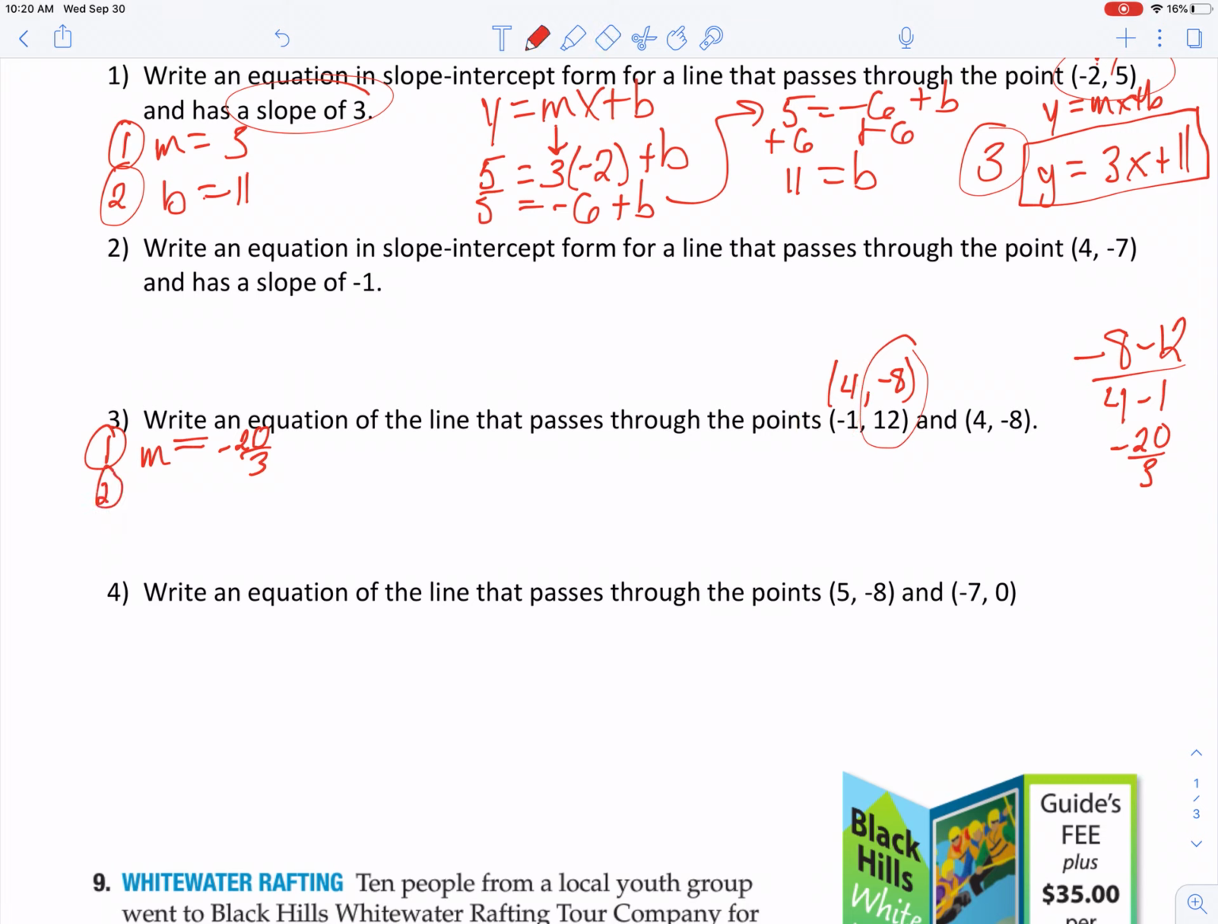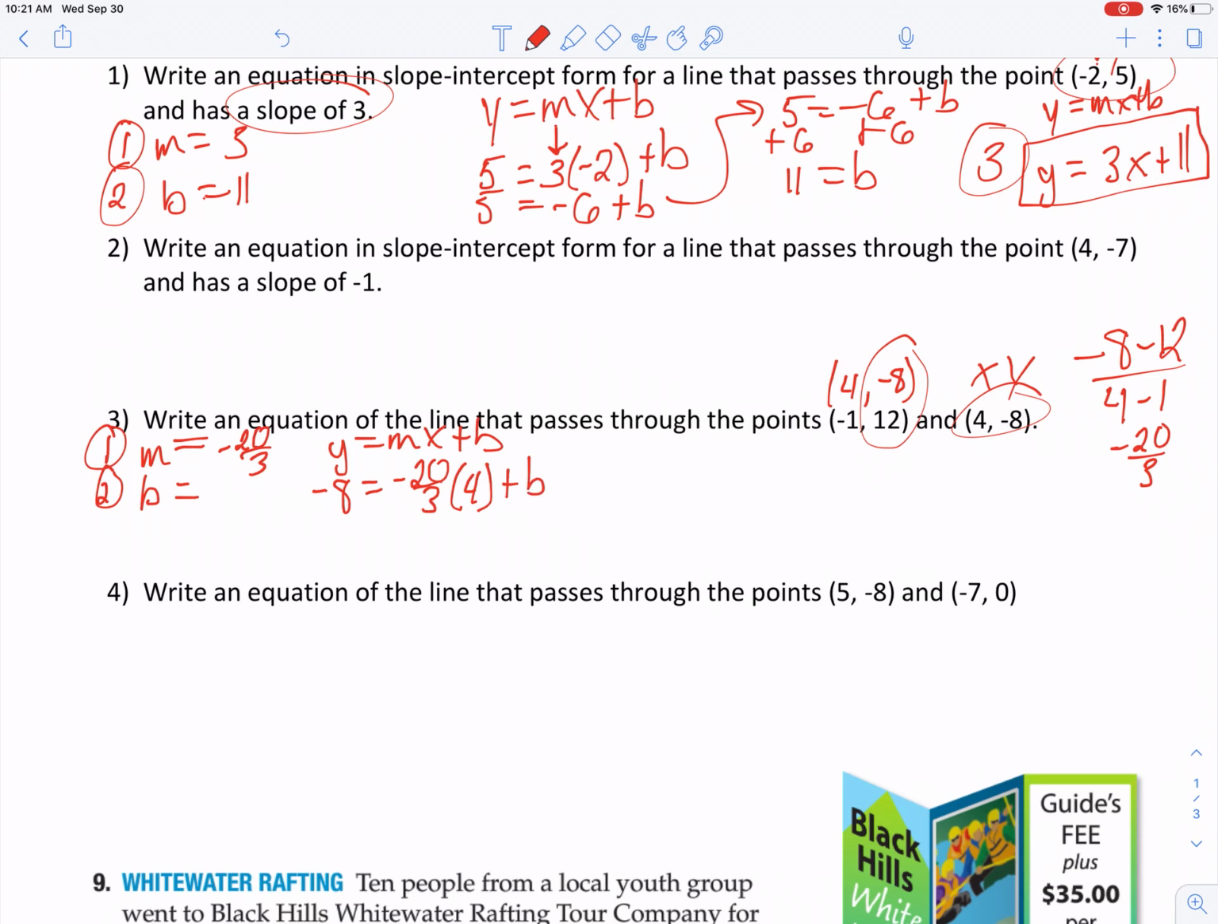All right. 2. What's my y-intercept? I don't know. So I'm going to plug in. Hey, guess what? Y equals mx plus b. Both of those points work on the line. So it actually doesn't matter which point you use. You can use either one. I might use the 4, -8 just because for some reason I don't like the 12. But it's really up to you. It doesn't matter. -8, right? Because all points are x, y. -8 equals -20 thirds times 4 plus b.